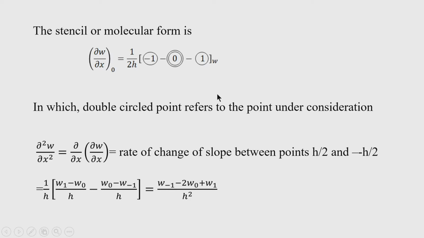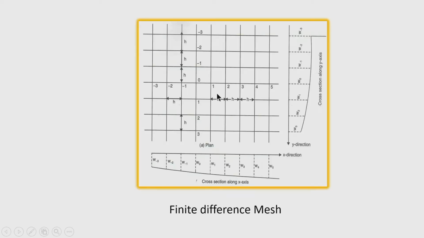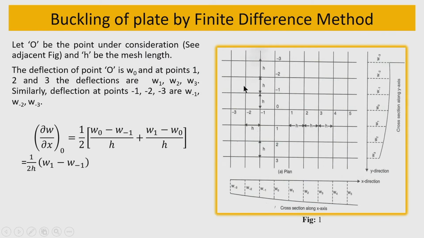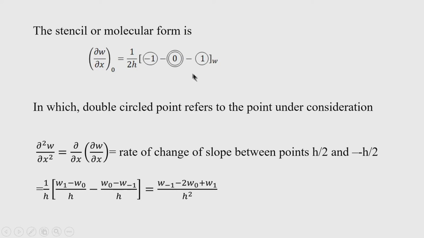Similarly, if we go to another point, say if I want to find the slope at 3, then I will write W4 minus W2 divided by 2h, because the mesh size is taken the same, and here the W3 coefficient is 0. So naturally there will be no value here. So 0 will appear there, in the double circle, which is the center node.